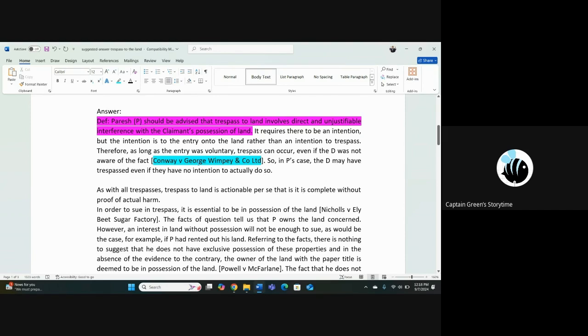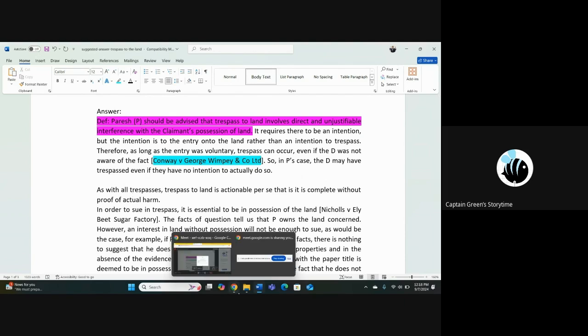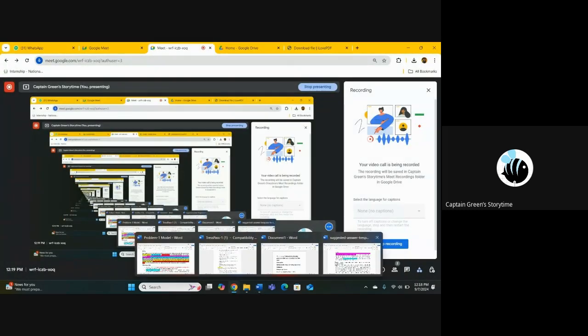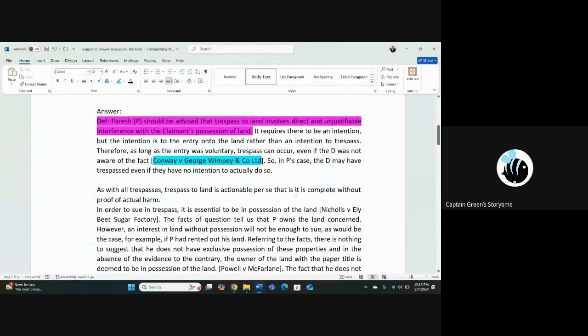So note this, that he was having an intention. Now, as with all trespasses, trespass to land is actionable per se. Actionable per se, that is, complete without proof of actual harm. Important point to be noted first.